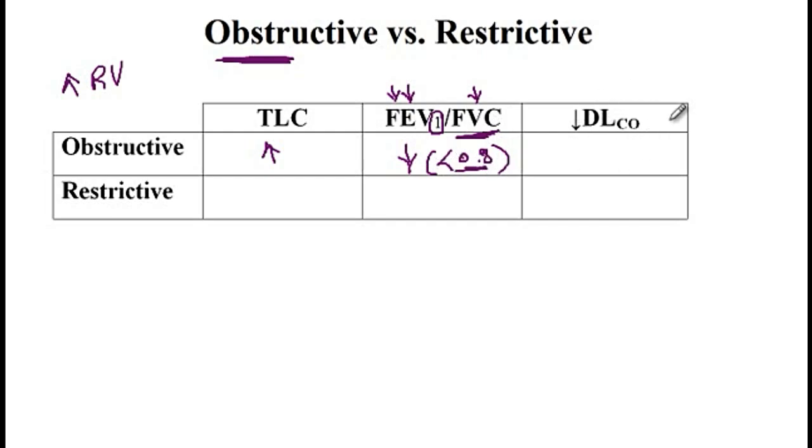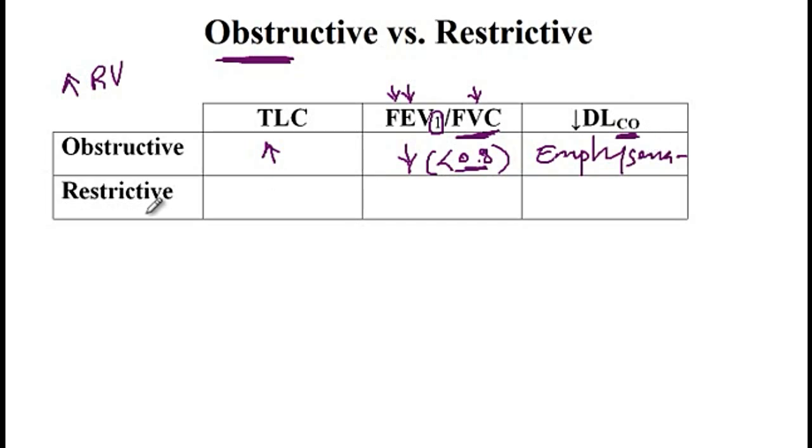And then DLCO refers to the diffusion capacity of the lung for carbon monoxide. So with the obstructive lung disorders, it's only the emphysema that causes a decrease in the DLCO. And the reason for that is that with emphysema, there is a destruction of alveoli, as a consequence of which the diffusion capacity of carbon monoxide will decrease.